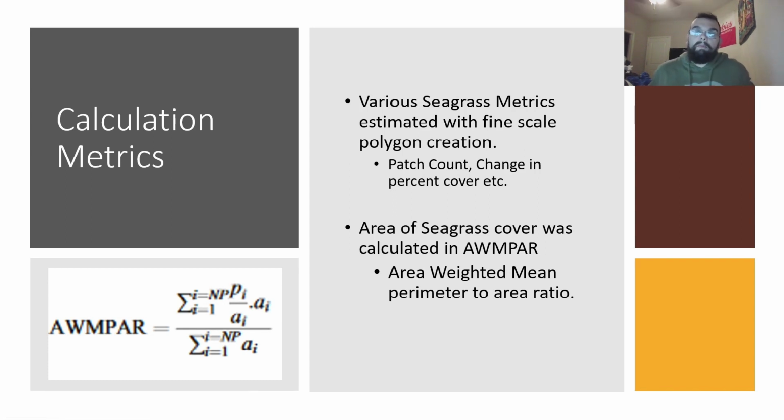The fine scale system, how its area of seagrass was calculated, was using an area weighted mean perimeter to area ratio, or known as AWMPAR, which was calculated using this formula over here on the right, with the ratio of perimeter to area times this area over the sum of the areas. This was used to calculate various metrics with these polygons, including patch count, change in percent cover, net seagrass loss, and net seagrass area.